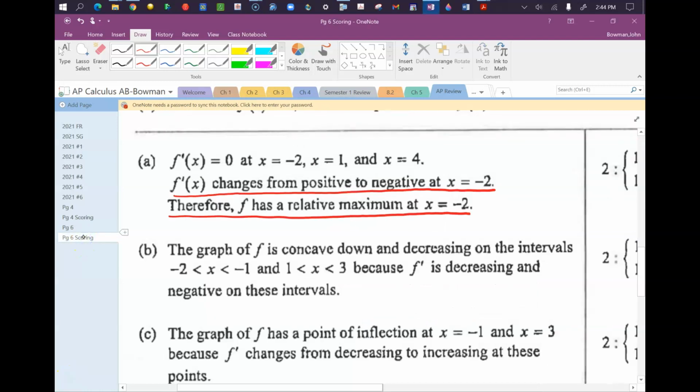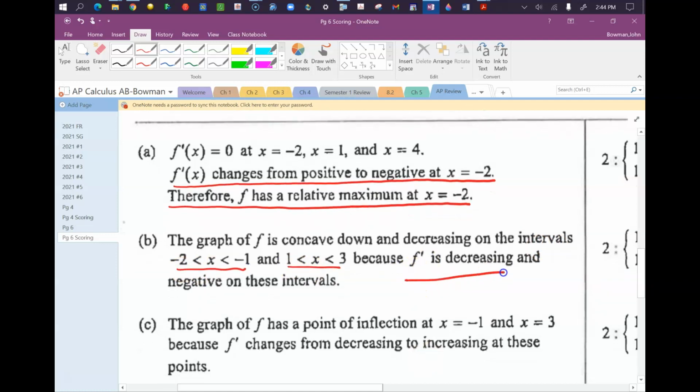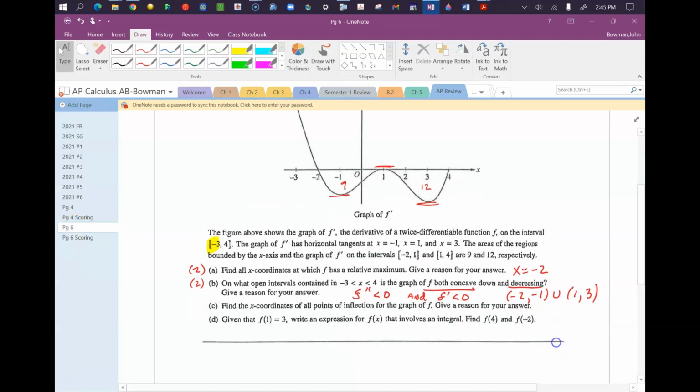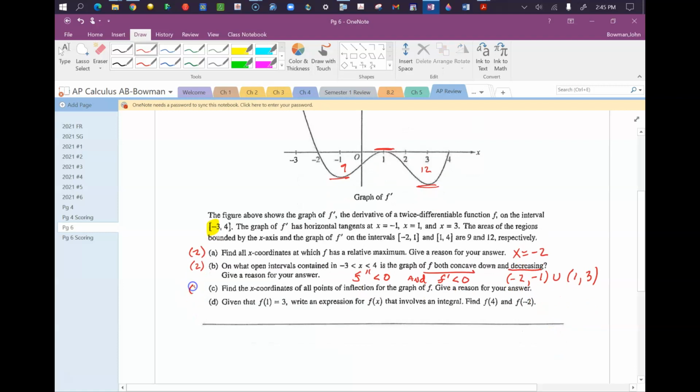If we jump over here to the scoring rubric, this is also worth 2 points. The graph of f is concave down and decreasing on the intervals -2 to -1, 1 to 3, because f prime is decreasing and negative. Notice they write everything in terms of f prime, which is what they have a graph of. So the first 2 parts are worth 2 points apiece. The third part is also worth 2 points.